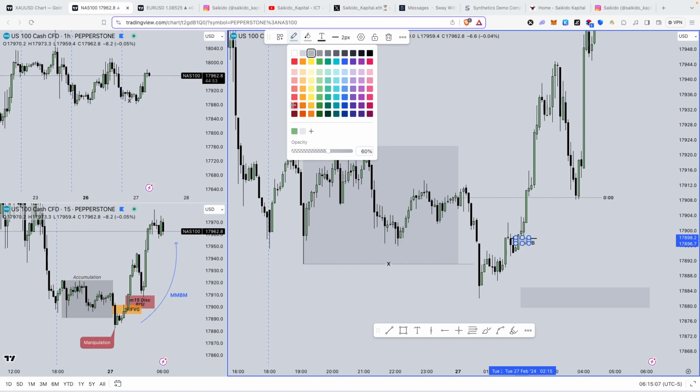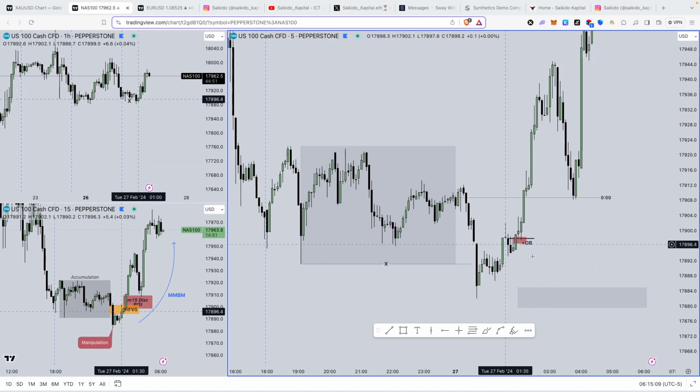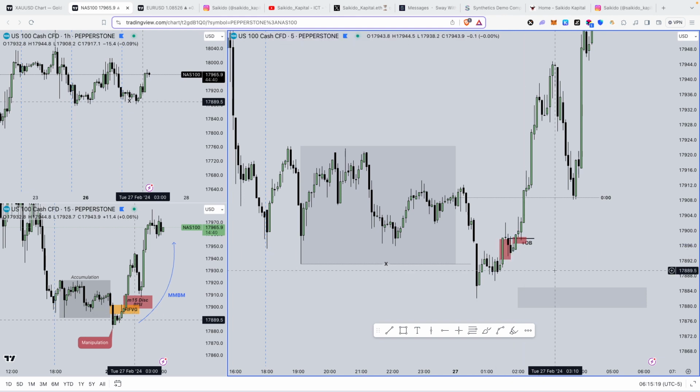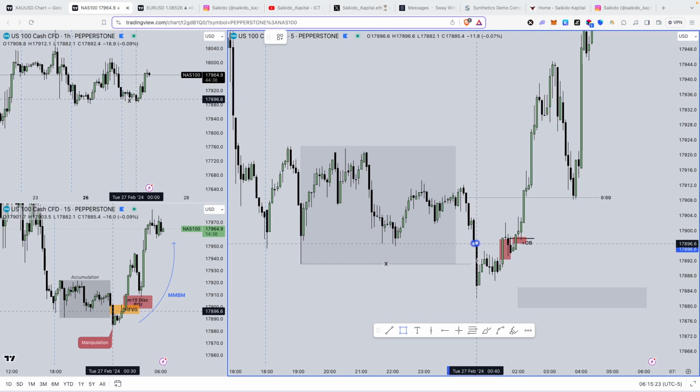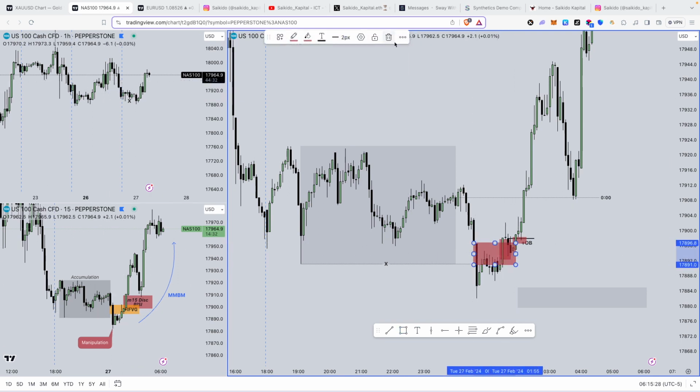And I'm just gonna highlight that PC there. Small PC. You see that? It was a nice entry. Also, this was gonna be a nice entry, because this was the displacement above this fair value gap here. Understand? After it completely disrespected this one. But it was a high risk.